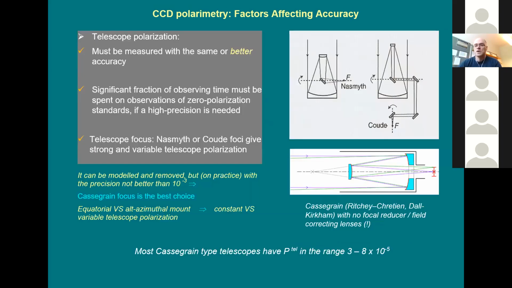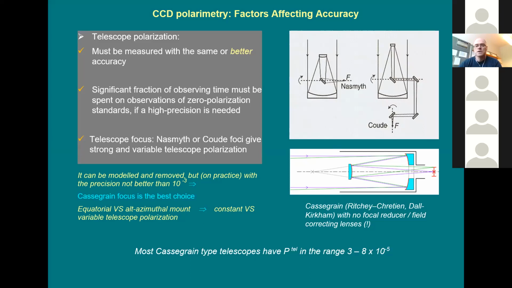But there are other factors which affect polarimetry. First of all, it's telescope polarization. It must be measured with the same or better accuracy than the polarization of your program star. And if you opt for high precision, a significant fraction of observing time must be spent on observations of zero polarization standards. The telescope focus choice is also very important, because the very popular Nasmyth and Coudé foci give strong and variable telescope polarization. It can in principle be modeled and removed, but in practice it's very difficult to do this with accuracy better than 10⁻³.